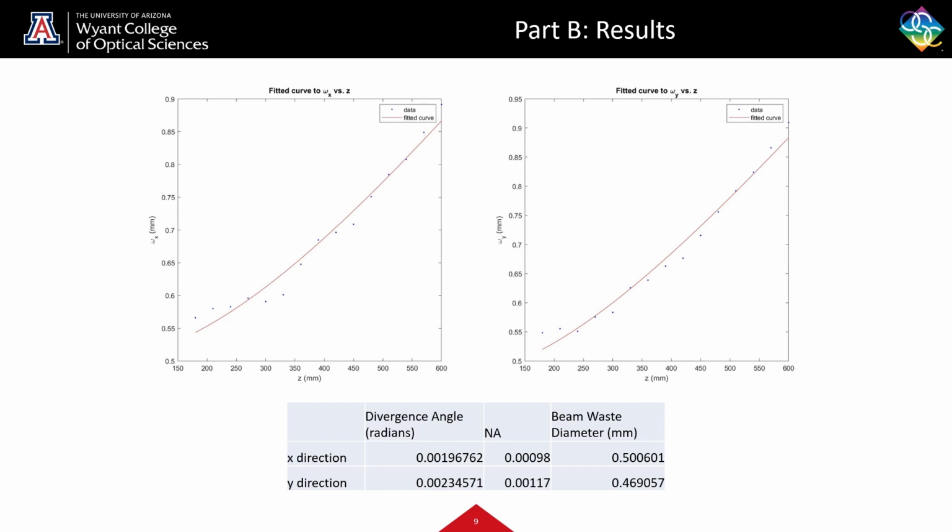For the y direction, we got a divergence angle of about 0.002 radians, NA of 0.00117, and a beam waist diameter of about 0.469 millimeters.